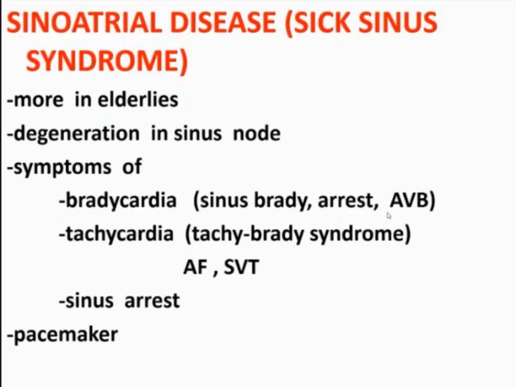This disease is more common in elderly because of the high risk of fibrosis and fibrotic changes that occur in the node. The symptoms of bradycardia can occur, and bradycardia can manifest as sinus bradycardia or sinus arrest or even AV block. Sometimes AV block can be associated with sinus node disease. Tachycardia sometimes can associate this sinus disease.